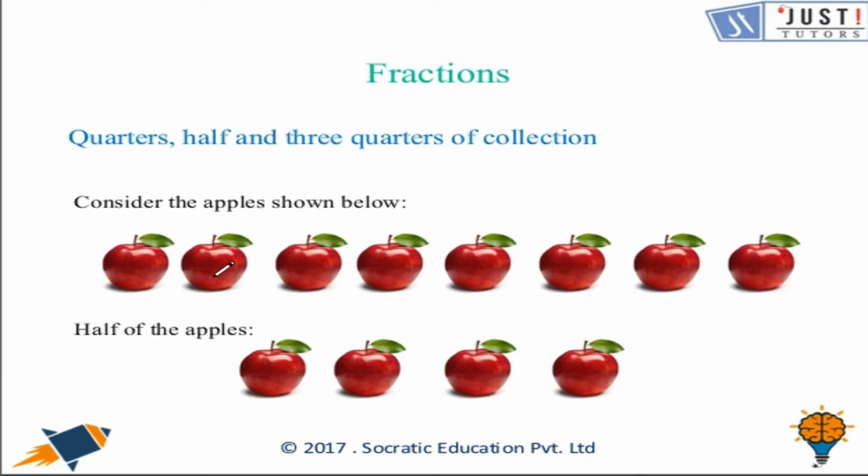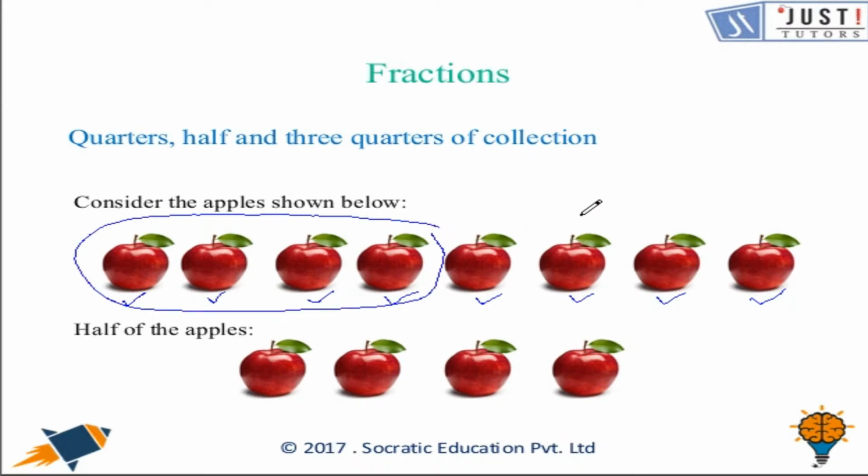Now let's have a look at these apples. Shining apples they are. Let's consider this example. If we count the number of apples here, you'll see that there are 8 apples altogether. So half of them would be these, one half, and these, another half. So half of the total apples would be 4.